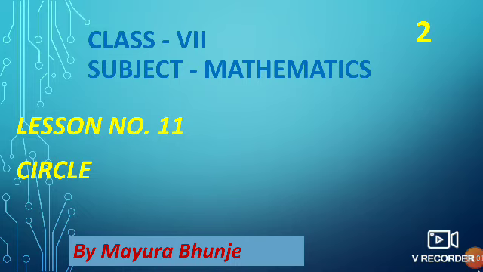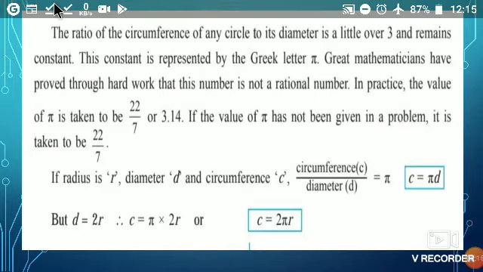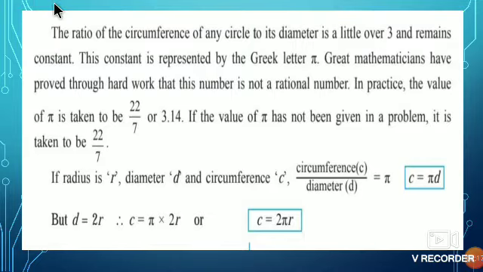Question number 11, circle part 2. The ratio of the circumference of any circle to its diameter is a little over 3 and remains constant. It means you will always get that ratio as 3.14, greater than 3. This constant is represented by the Greek letter pi. This is called pi.